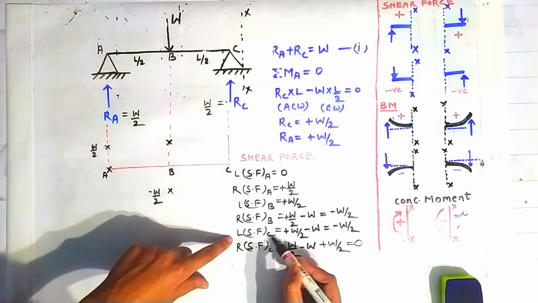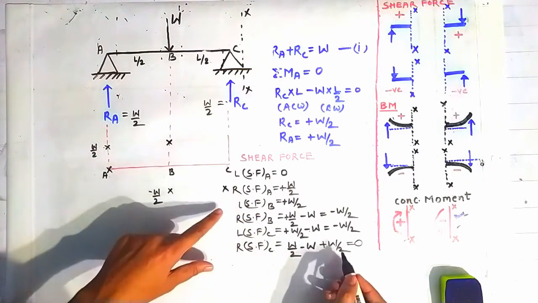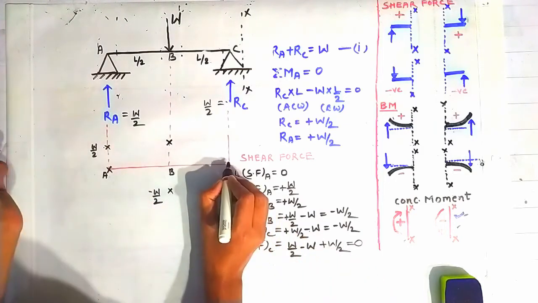And shear force at the point C on the left side is minus w by 2. So minus w by 2 will lie in the same level, and shear force on the right side of the point C is 0. So mark here.